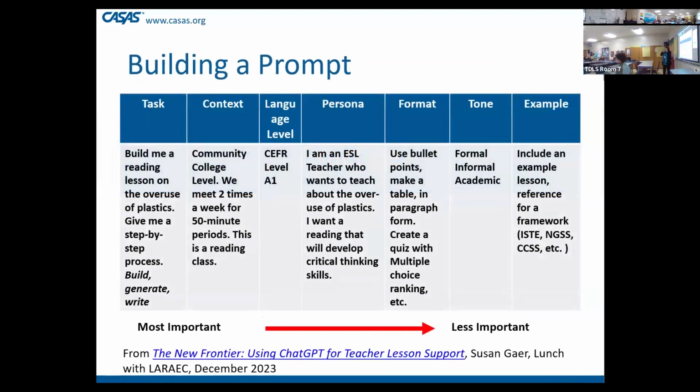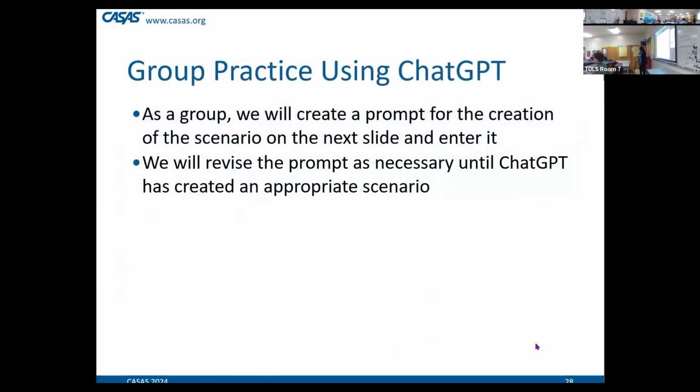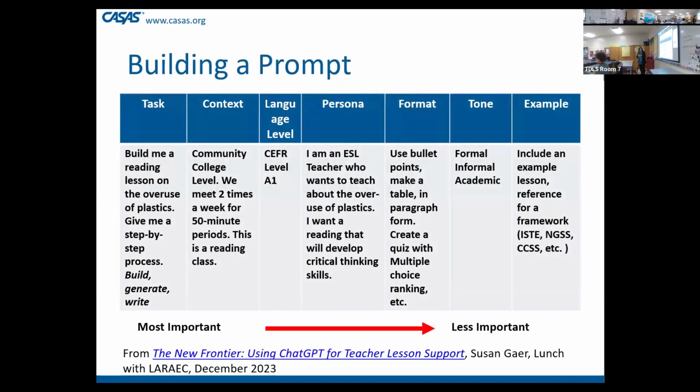So first, before we do that, and I know this is probably hard to see, hopefully you have it on your screen, this is from Susan Gears, thank you, Susan Gears. She did a Lunch with Lyric presentation, I think in December: The New Frontier, Using ChatGPT for Teacher Lesson Support, and we have those resources for you. You should definitely go and watch those two presentations. The other one is Christy Ray's, it'll be in the last slide. Here we have Susan Gears, who's spectacular with AI, December 2023. So this came from her.